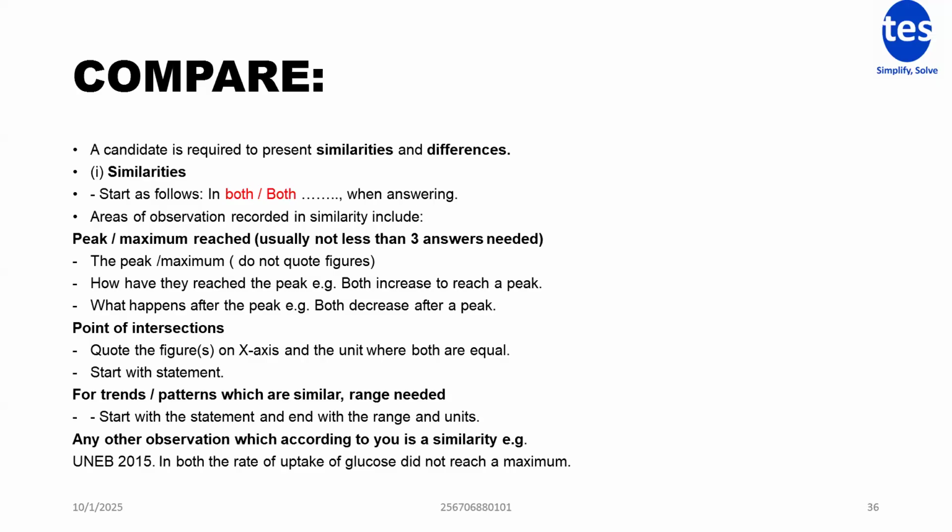And then another thing is for trends, slopes or patterns which are similar, or where a range is needed. Here you start with the statement and end with the range. For example, I say that they both increase gradually from 10 to 13 minutes. That's what we mean, where the range is the same, like both of them are increasing. Here we use the example of any other observation that is a similarity.